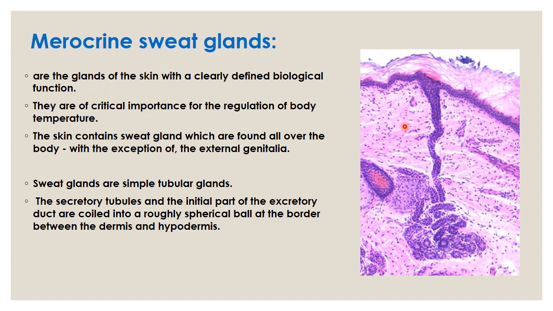The merocrine or eccrine sweat glands have a critical importance for the regulation of body temperature. They are present all over the skin except the external genitalia. They are simple tubular glands, and their secretory portion or parenchyma is coiled upon itself, and also the initial portion of the duct. You can see it clearly here. These are all the secretory portion of the merocrine sweat gland, and this is the duct which opens onto the surface of the epithelium. So it lies at the junction of the dermis and the hypodermis.